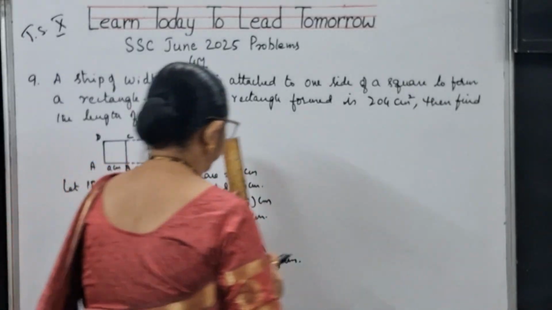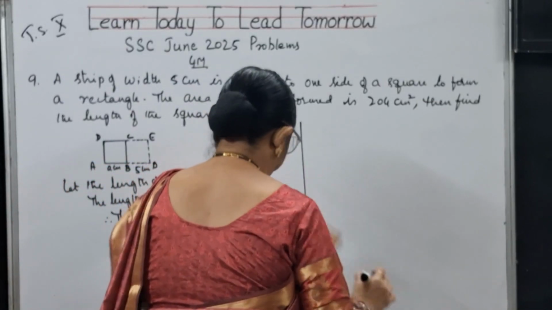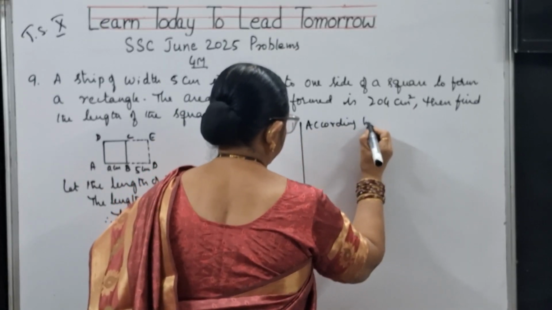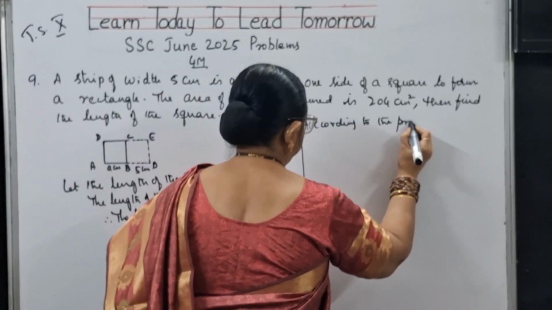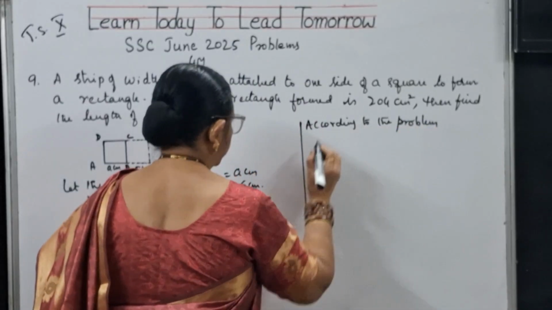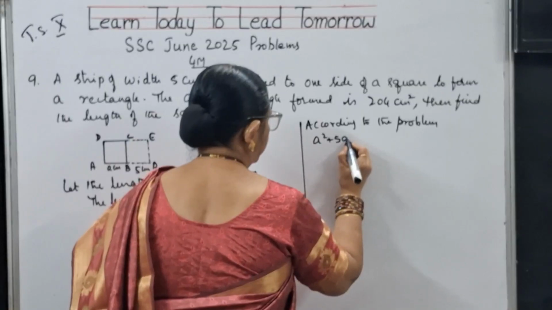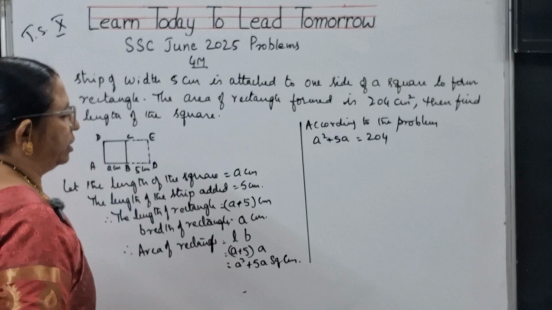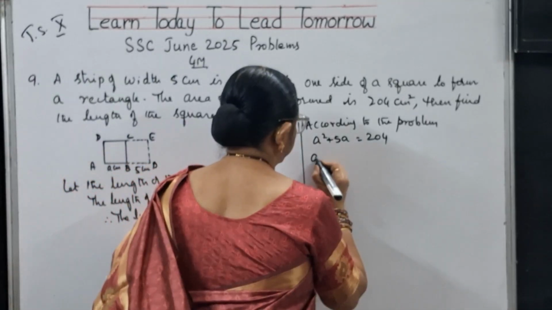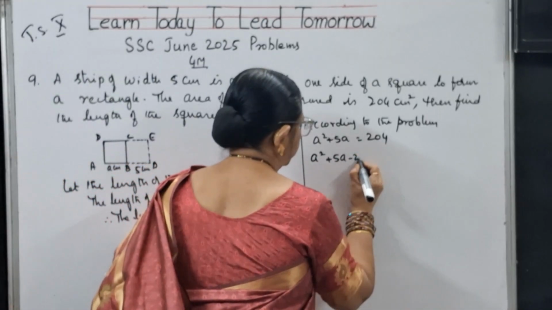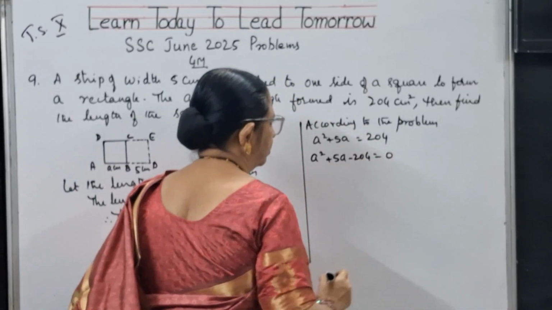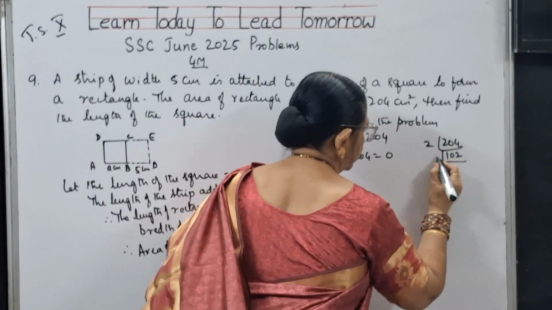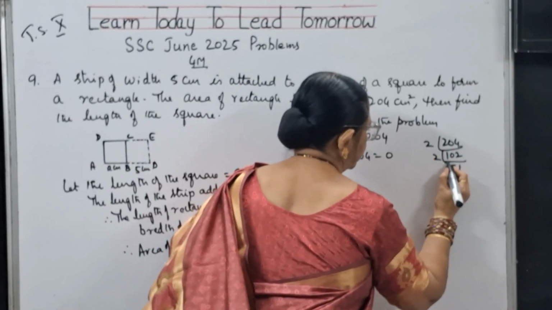So according to the problem they have given, A square plus 5A is equal to 204, because they said that the area of the rectangle formed is 204. That means A square plus 5A minus 204 is equal to 0. So take 204: 2 ones are 2, 2 sixes are 12, 2 twos are 4, 3 ones are 3.